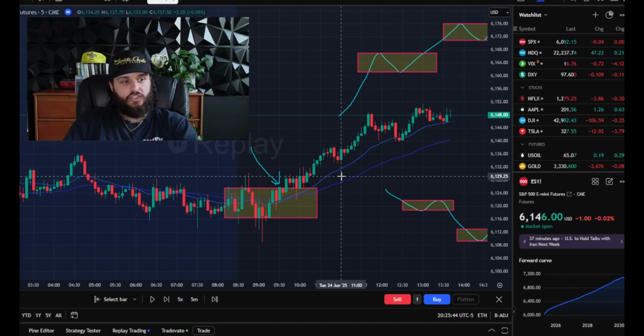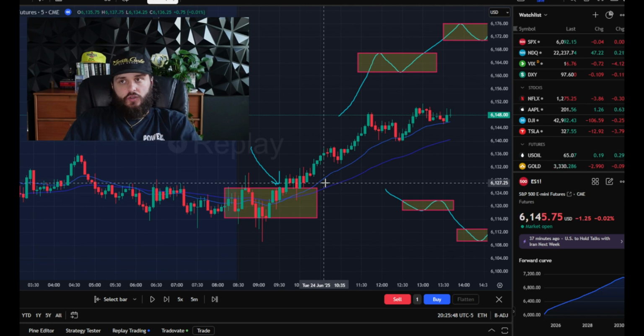I mean, with my strategy, we see a couple of ranges a day, but with the way I trade, I may take one to two trades a day most of the time. I really let a lot of my good trades play out.